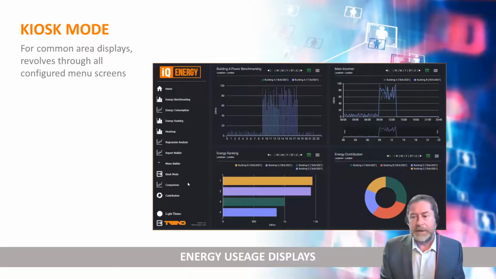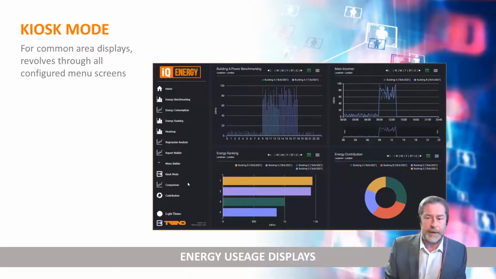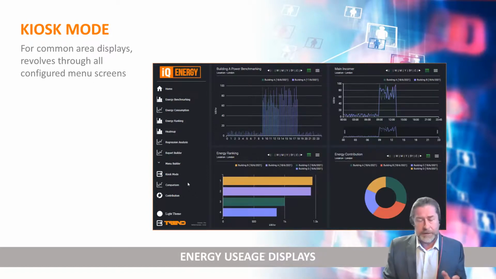The kiosk mode is commonly used for large displays, let's say on a smart TV in large common areas. What it will do is cycle through the various displays on the left-hand side there. So it just goes through the menu item by item and will revolve through, leaving each thing on the screen for 5 or 6 seconds. So quite a nice way of building in a common area energy usage display where they are required, and they often are required by legislation and/or building operators.